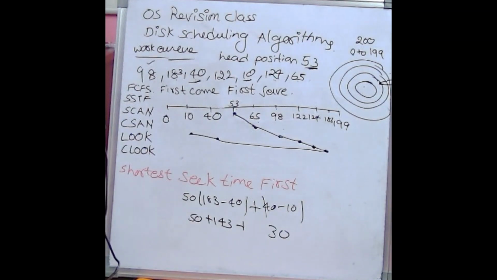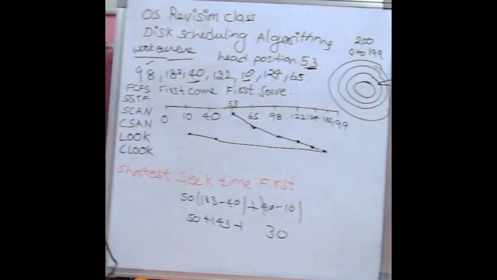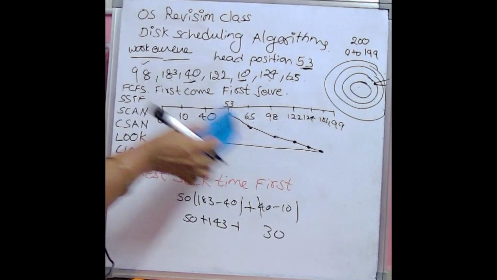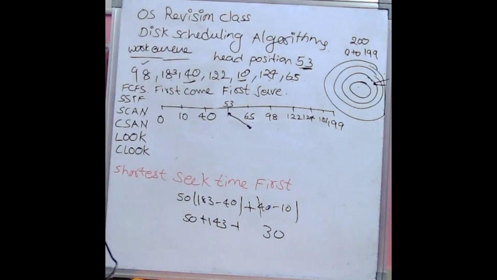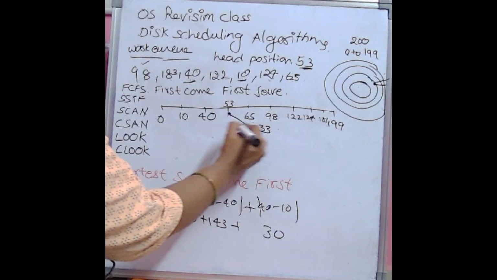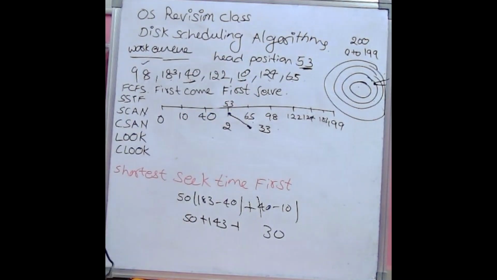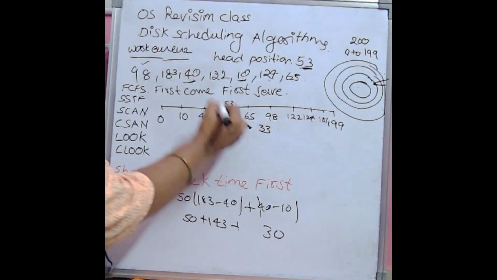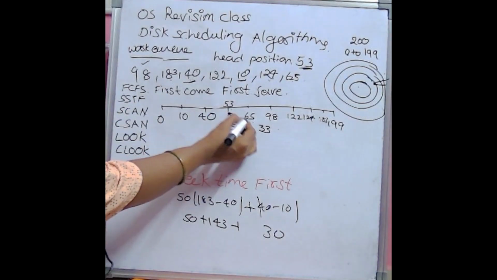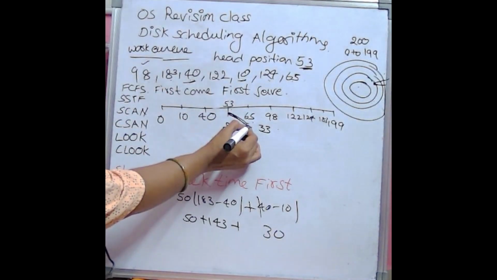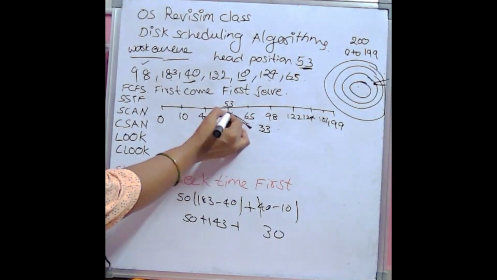65 is nearer to 40 or 98, ma'am? 40, ma'am. Then it will move that way, not in this direction. What is the difference between 65 and 98? 33. And this is 25. That's it, right? 65 to 40? Yes, ma'am. That's why. So from 53 to 65, in between these two, it is the nearer one.